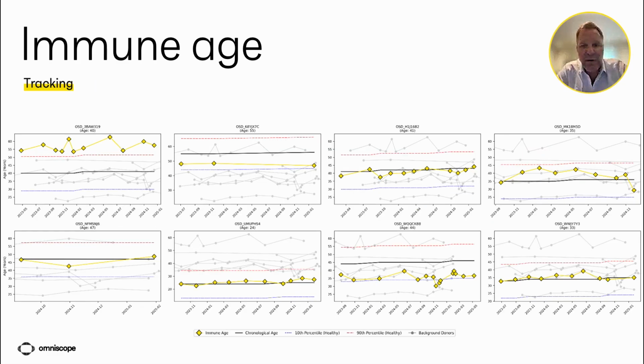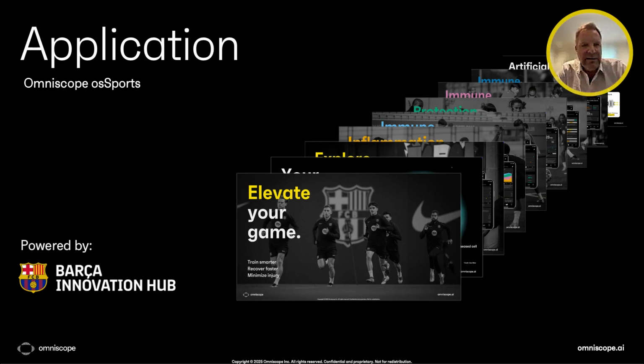But obviously, away from the single individual views and the personalized view of tracking immune age over time, we're now looking at larger cohorts tracked over time and start more systematically looking at correlates, not only in the cellular phenotype space, but also looking at external correlates. And this is one application I would like to highlight today.